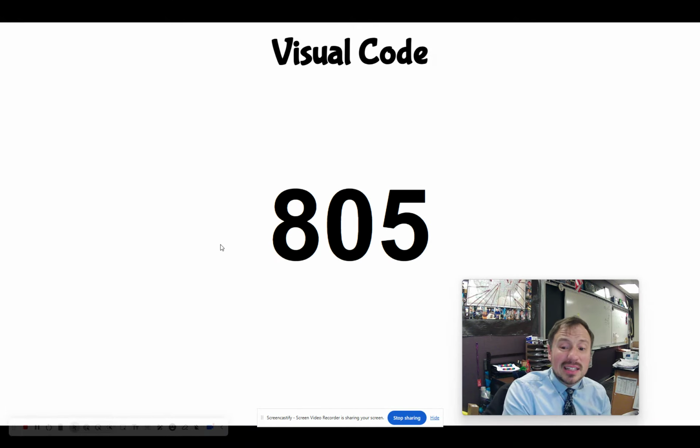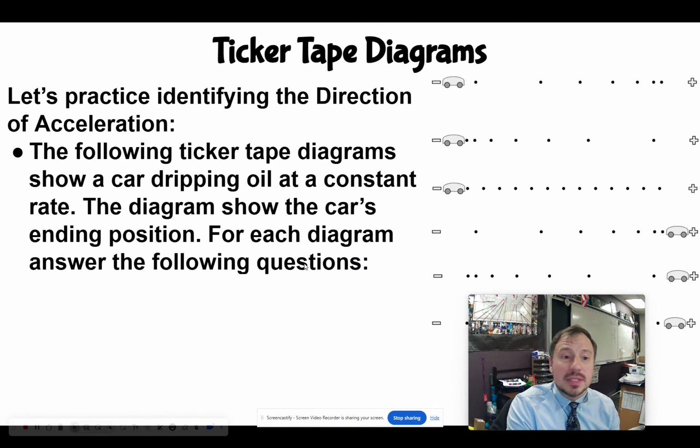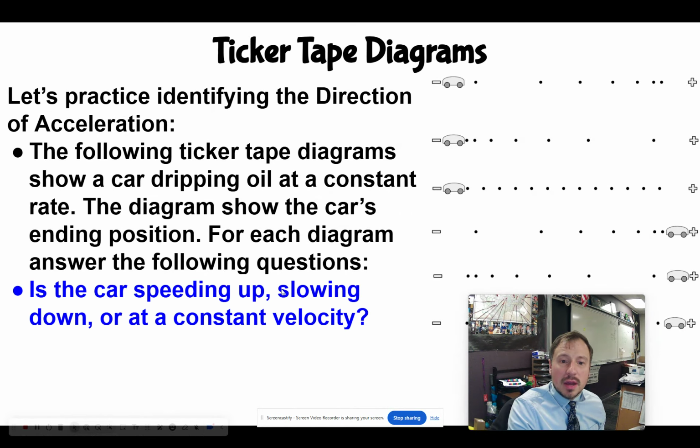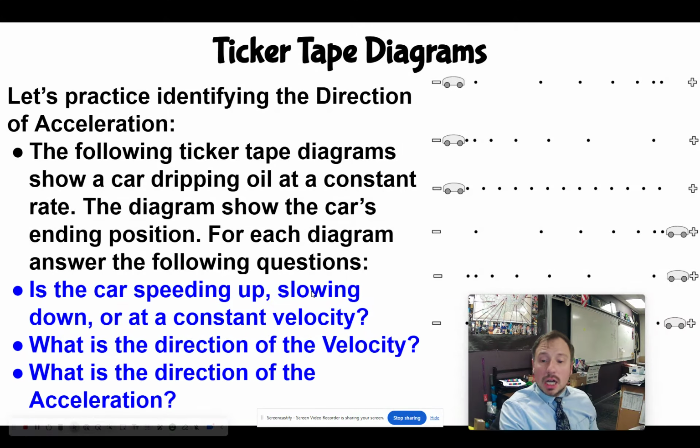So let's get practice just looking at this here, right? These are called ticker tape diagrams. These are diagrams showing a car dripping oil at a constant rate. The diagram shows the car's ending position. So for each diagram, answer the following questions. Is the car speeding up, slowing down, or at a constant velocity? What is the direction of the velocity? And what is the direction of the acceleration?